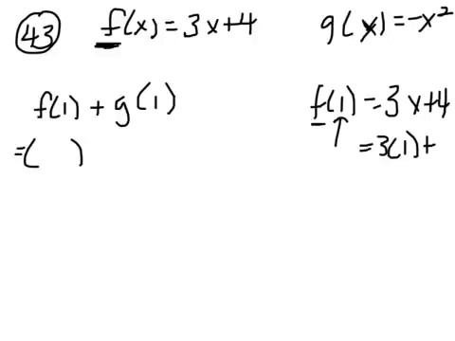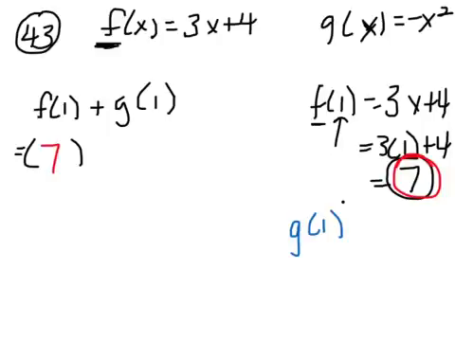So it's 3 times 1 plus 4. 3 plus 4 is 7. So f of 1 is 7. That's what I'm going to put here. Now the g of 1, I'll work it in blue. What is g of 1? That's telling me go get the g function. It's negative x squared, this function right here, and plug in 1 for x.